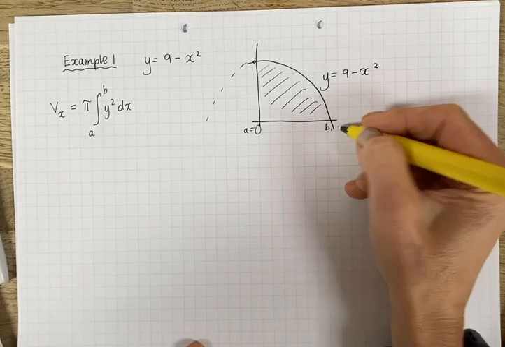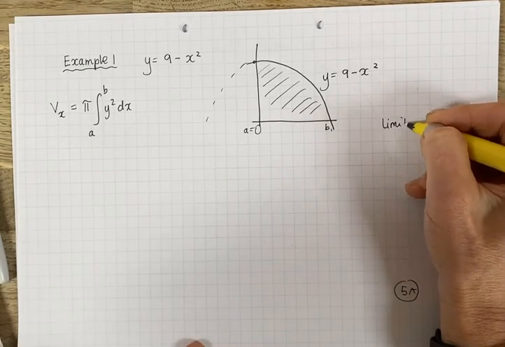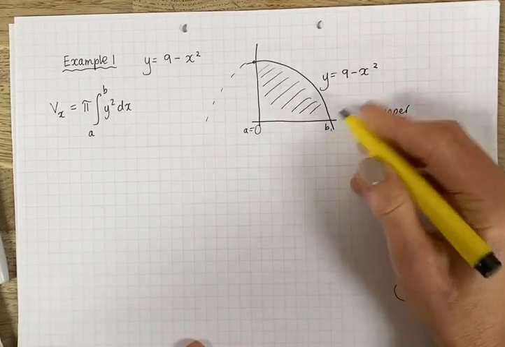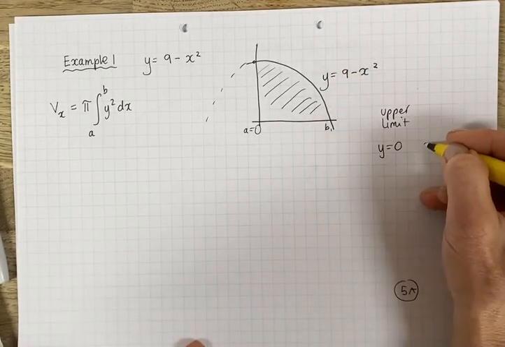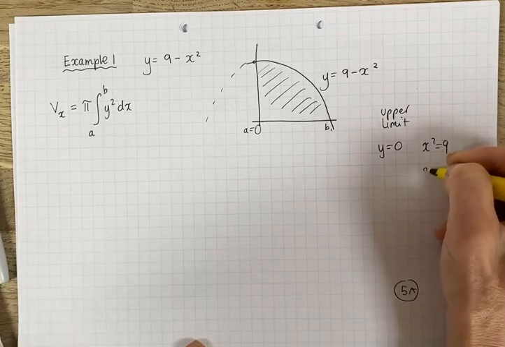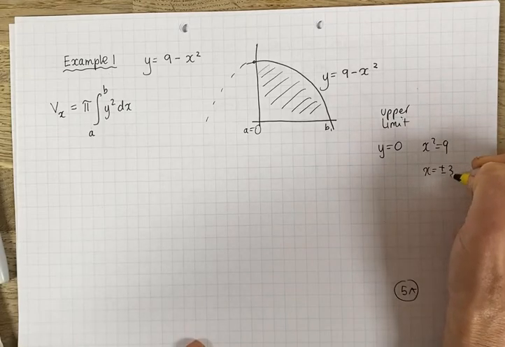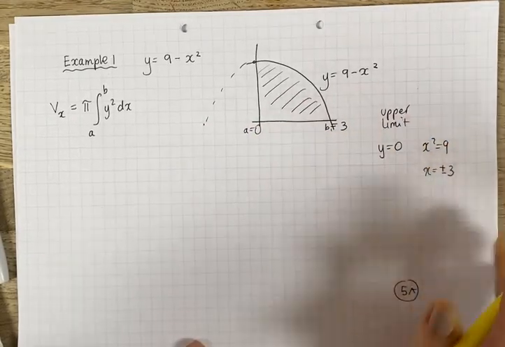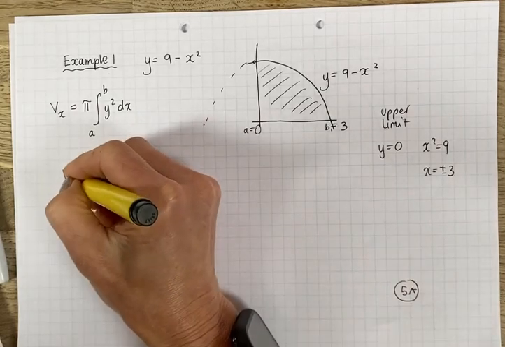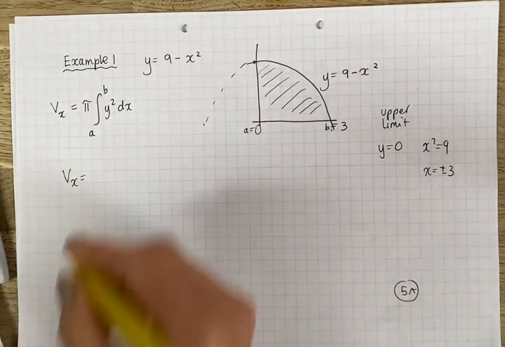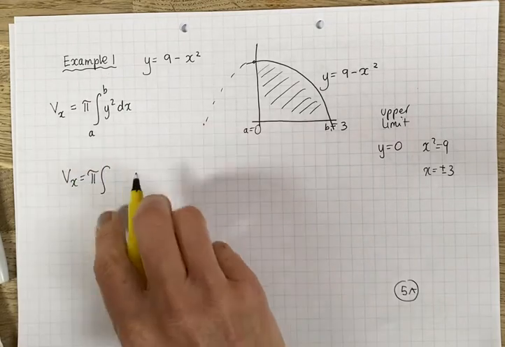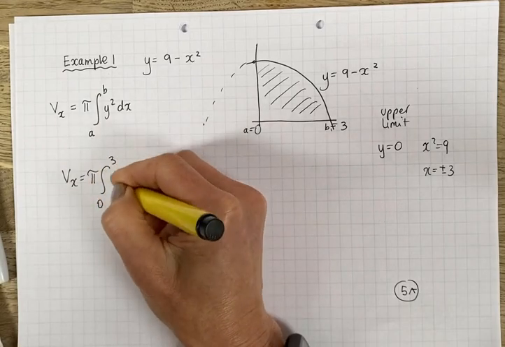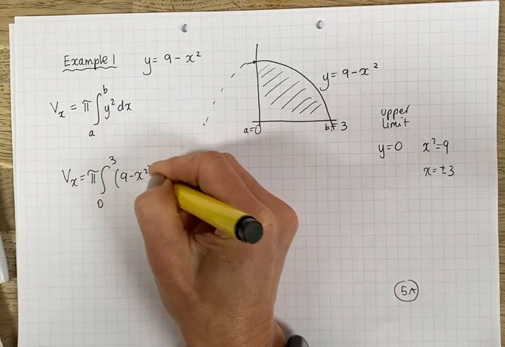To find that upper limit, I'm going to find the roots of that equation. So when y is equal to 0, x squared is equal to 9, giving me x equal to plus or minus 3. So clearly minus 3 would go here, so b is equal to 3. So this is my upper limit. Let's pop those results into the formula. So it's pi, and the lower limit is 0, the upper limit is 3. y squared is 9 minus x squared, all squared.